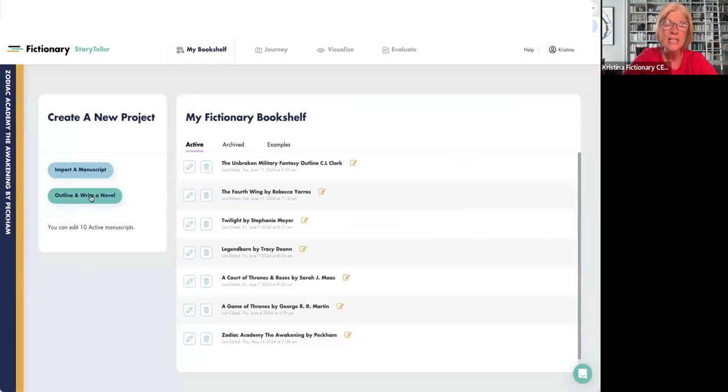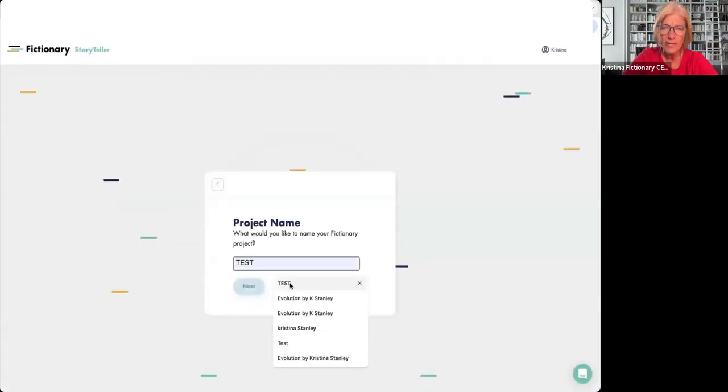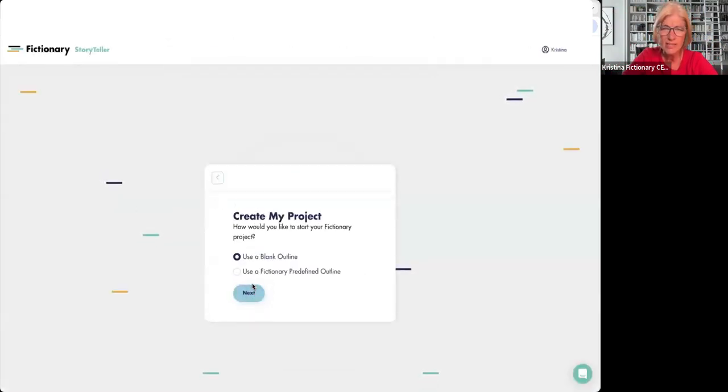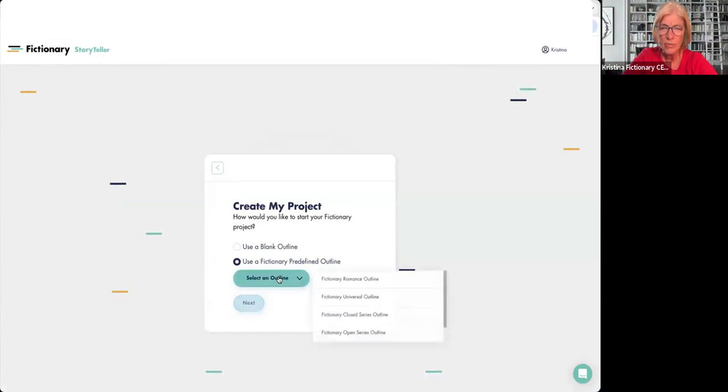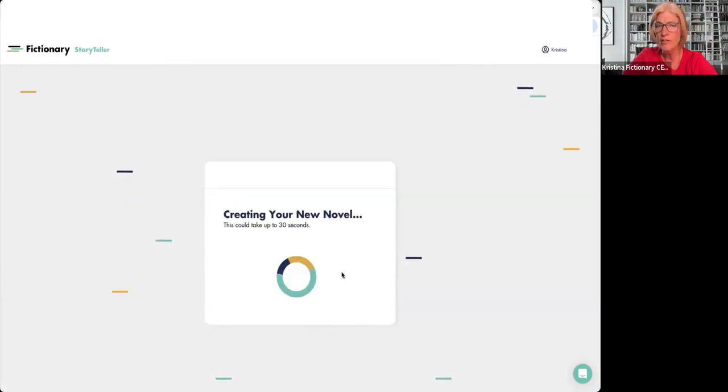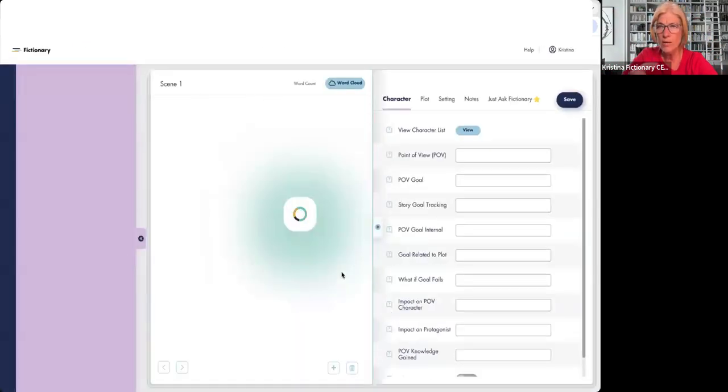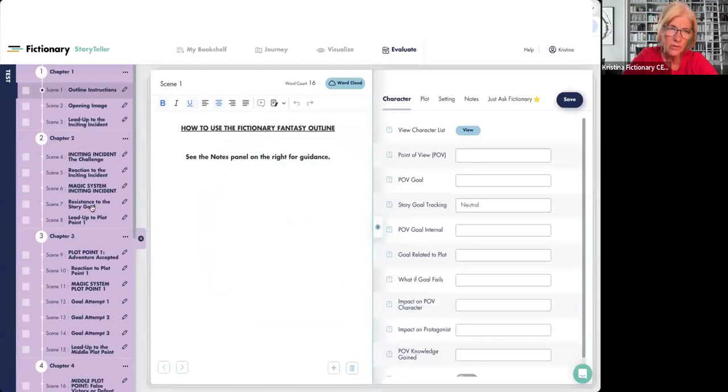Okay, hands up. Great. Okay. So in the last month or so, we introduced outlining. And here's my favorite project test that everybody's seeing all over the place. And what we're going to do here is select the Fictionary Fantasy Outline. And what I advise for those of you who are already writing or editing, look through these scenes and see that you have them already in your fantasy novel.